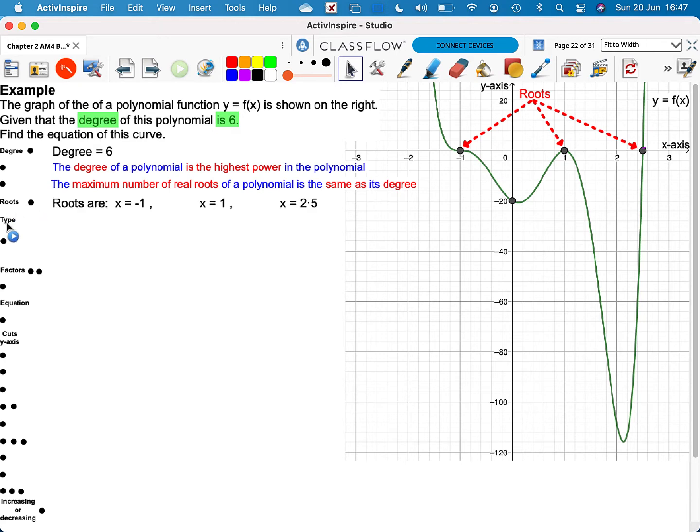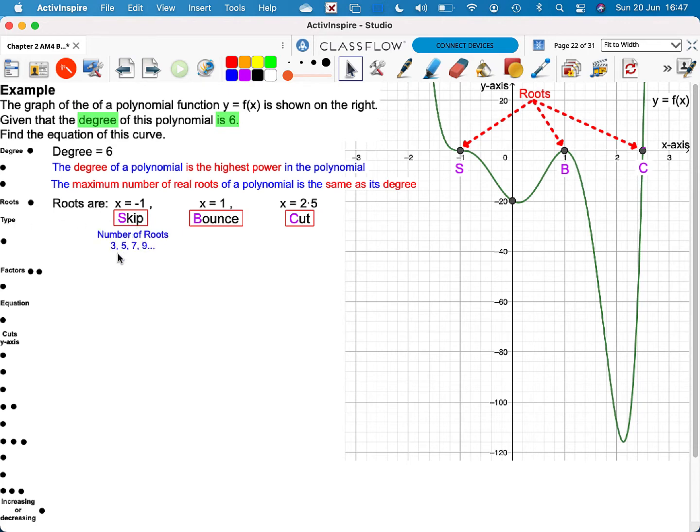Now we need to look at the type. Now we look at the root x equals -1, and we can see it's the point of inflection, so we know it's a skip. We can see that x equals 1 is a bounce, and x equals 2.5 is indeed a cut.